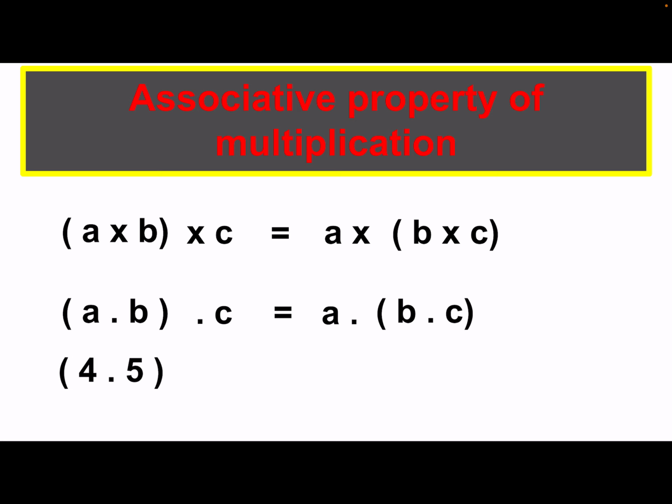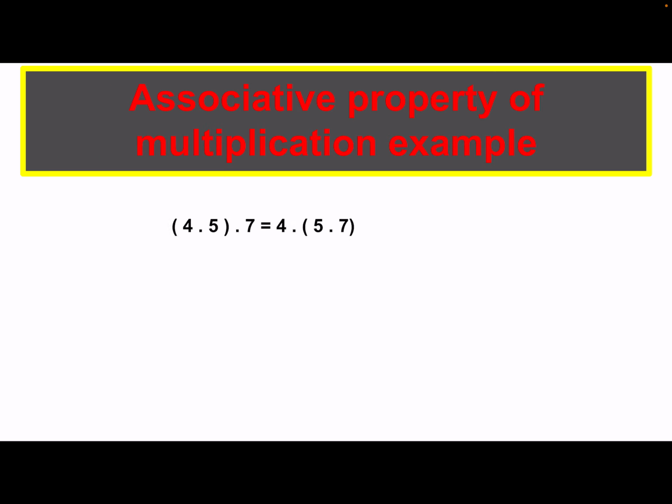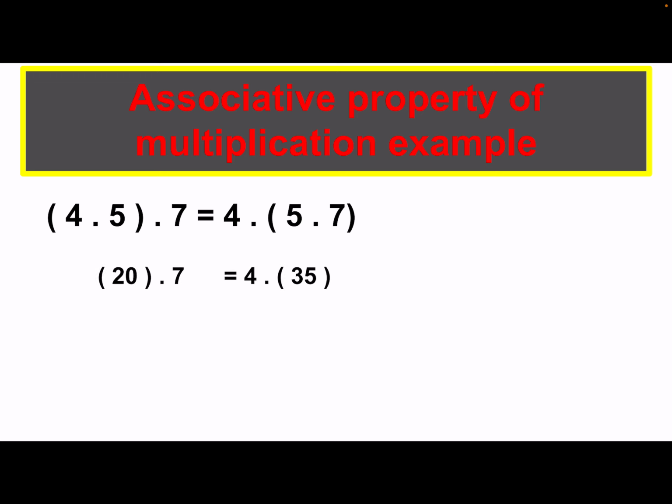So we have an example, 4 times 5, if we multiply it with 7, is equal to 4 multiplied by 5 times 7. So let's check with this example. 4 times 5 is 20 and we have to multiply it with 7, and 4 we have to multiply with 5 times 7. 5 times 7 is, what is the answer?